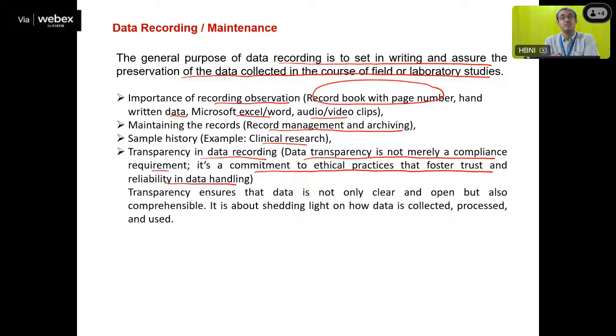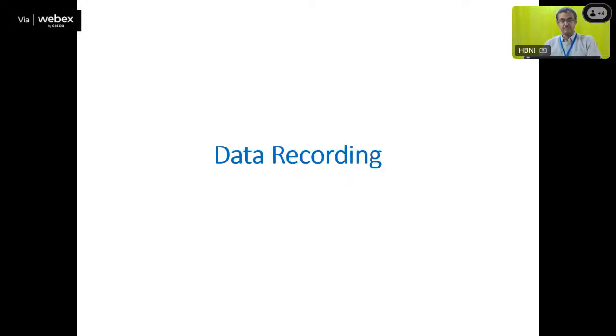Transparency, what does it ensure? Transparency in data collection ensures that data is not only clear and open, but also comprehensible. It is about shedding light on how data is collected, processed, and used, right? So everything has to be transparent and properly recorded. And next, coming to data recording.